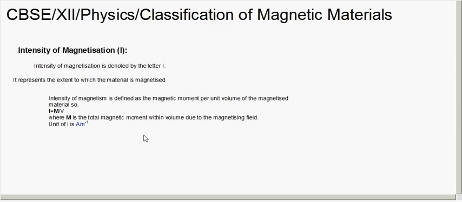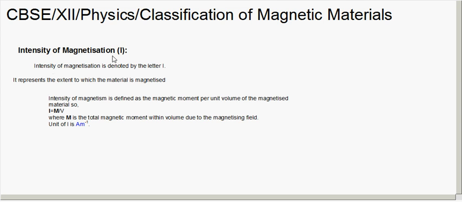Hello, good morning. In today's class, we'll see about classification of magnetic materials. Before going to classification, we'll see some of the important properties like magnetic susceptibility, what is intensity of magnetization, etc. So first I have written here, so let me explain.